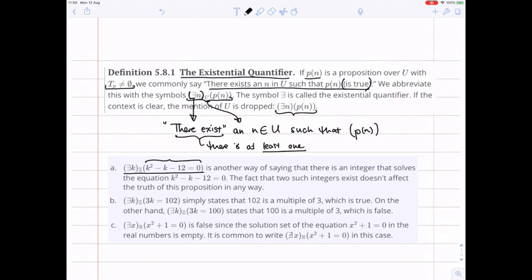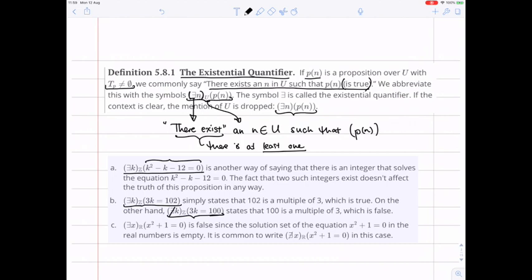We can also say, if we're thinking about integers, there exists a k element of integers such that 3k equals 102, which is true. However, if you replace 102 with 100, this statement would be false. There are no k's for which this is true. In order to say that there isn't a single k for which a statement is true, we will often put a line through that there exists.